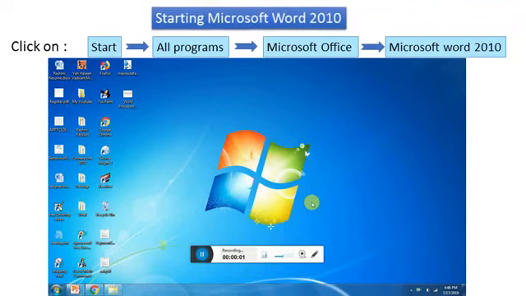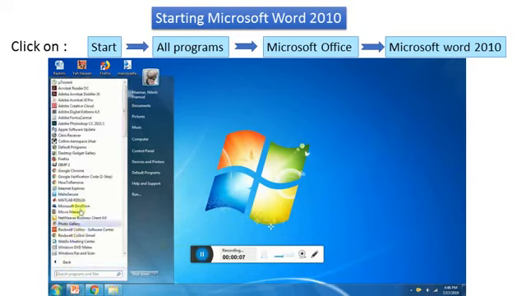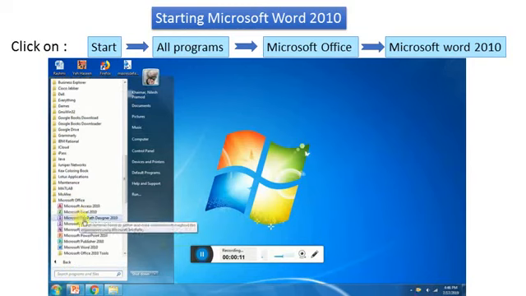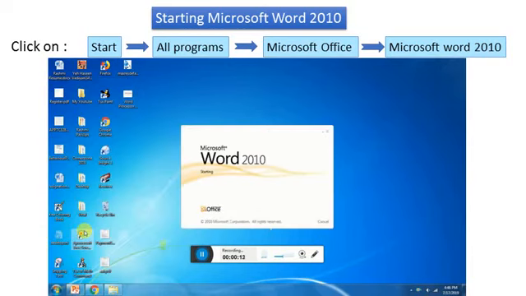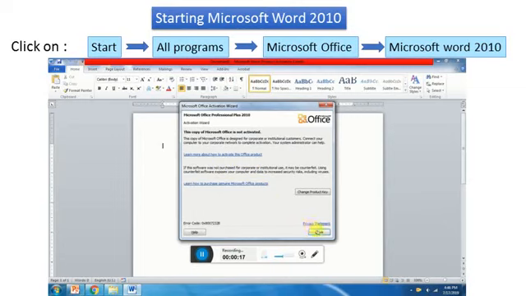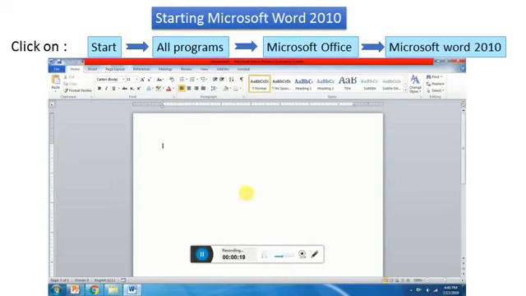Starting Microsoft Word 2010. To start Microsoft Word, you need to click on Start, All Programs, Microsoft Office and Microsoft Word 2010. The Word application opens a blank document with a new temporary name, Document 1. This one, on the title bar.